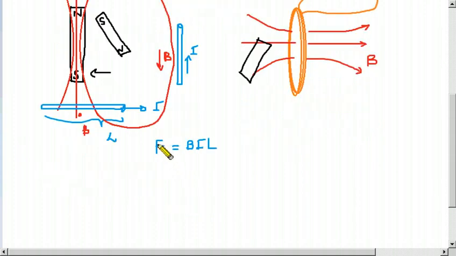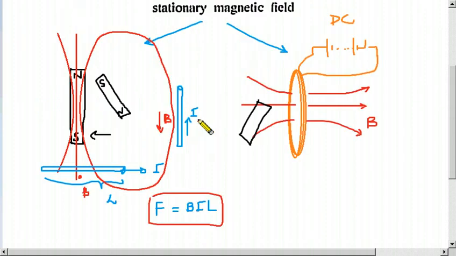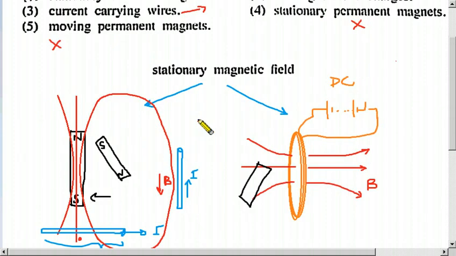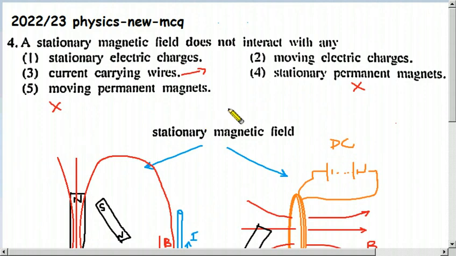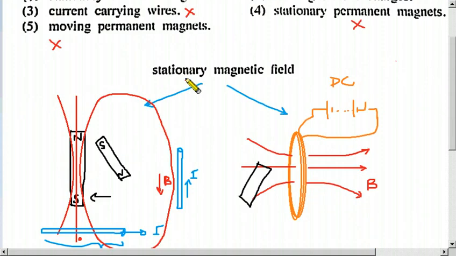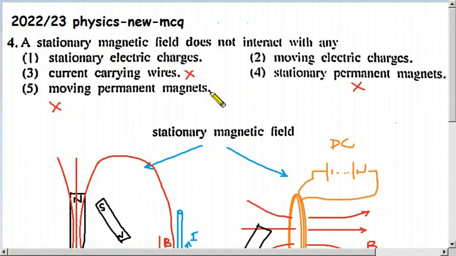So therefore there must be a force always. That is the most probable thing. So therefore there is a force. That means there is an interaction. What they ask is not interact. So therefore this one is not the answer, because there is an interaction always, because this parallel condition is very difficult to be achieved. So this one is wrong, therefore, current carrying wires.